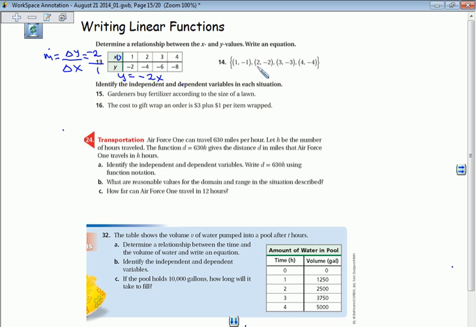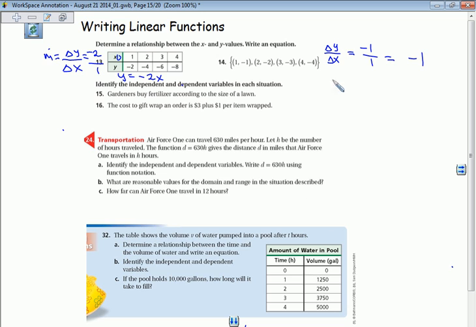All right, the next one. Instead of giving us a table, this time they gave us the set of ordered pairs. But we're still going to look and see, is this a linear function? Because if it is, it would have a constant rate of change. So let's look at our change in the y's over the change in the x's. All right, so the y's are going down by 1, as the x's do what? Up by 1. So we have a constant rate of change of -1.